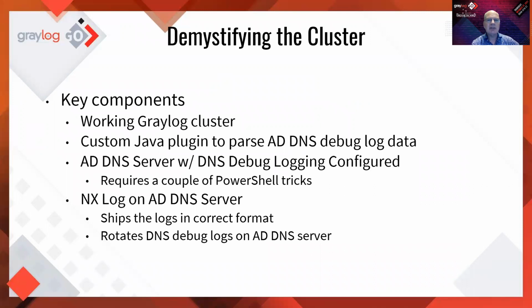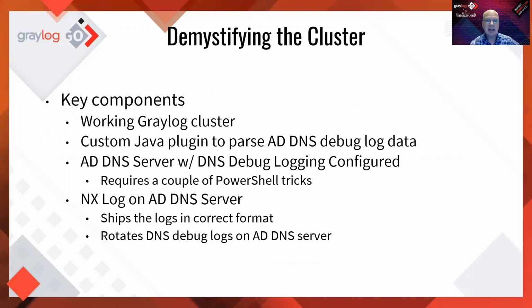So let's get back to demystifying this cluster that is the way that Microsoft DNS debug logs are stored. The way that we solve this is there's some key components. I'm assuming here that you have a working Graylog cluster, at least one or more machines with your Elasticsearch either on the same machine or on a separate Elasticsearch cluster. You're going to need a Java plugin that's been custom written by me that I can provide you if you're interested in implementing this in your network or on a machine that you want to test.